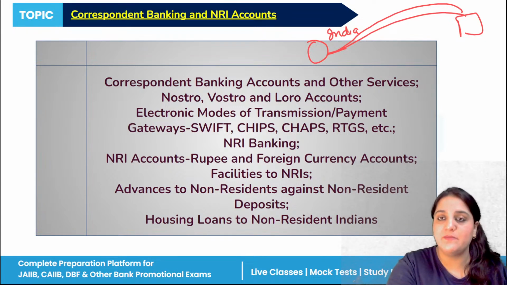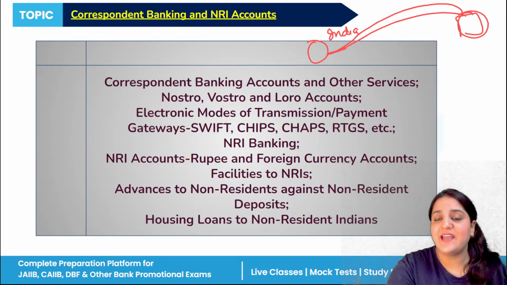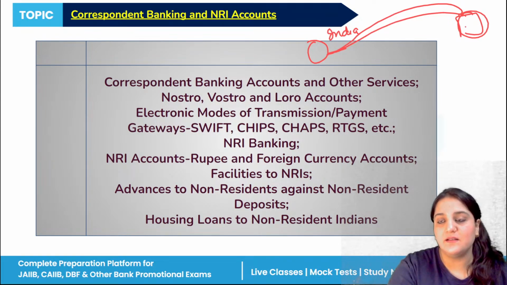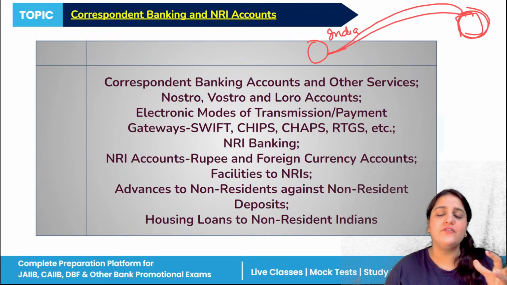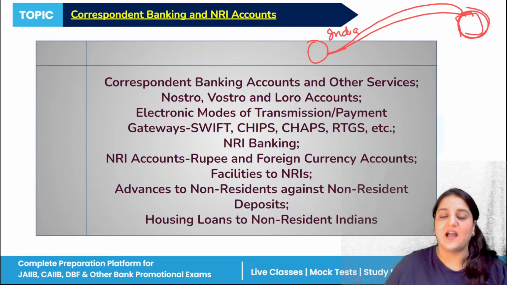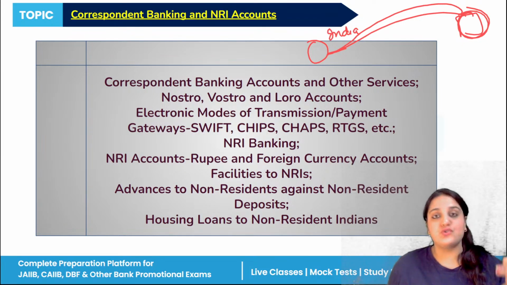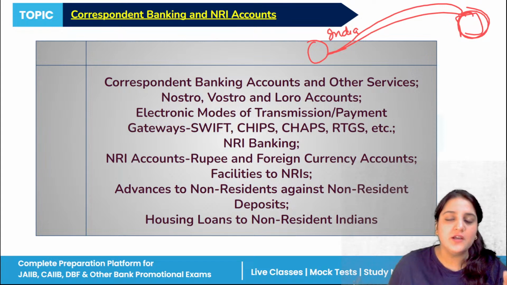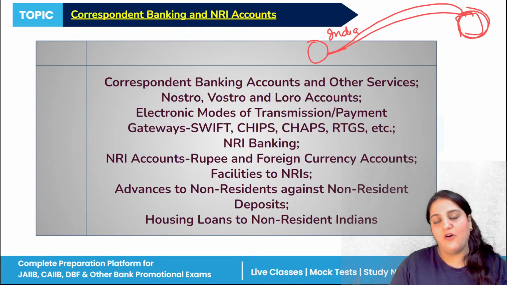They are making the agreement, and then that country's bank will act as a correspondent bank, giving services on behalf of the other bank which is in India. That is correspondent banking. In this you are going to learn about nostro, vostro, loro, mirror account, and there are different types of electronic modes of payment. One of the most famous is Swift, CHAPS, CHIPS, RTGS and NEFT are of India.